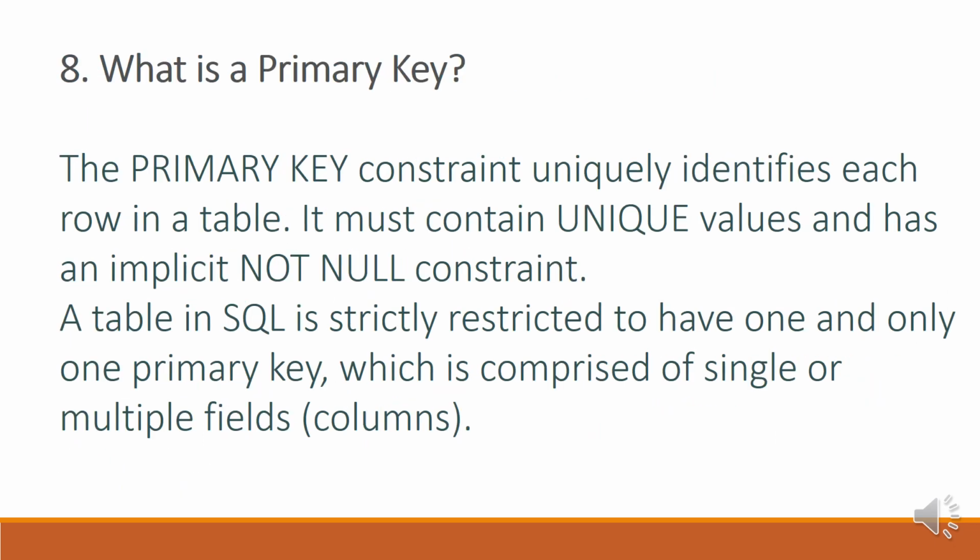Now, what is primary key? This is the most important question in any SQL interview, and this is a very basic question for the interview. Every student must know what a primary key is. The primary key constraint uniquely identifies each row in a table. It must contain unique values and has an implicit not null constraint. A table in SQL is strictly restricted to have one and only one primary key, which is comprised of single or multiple fields.